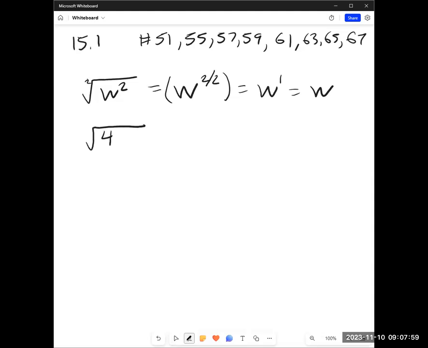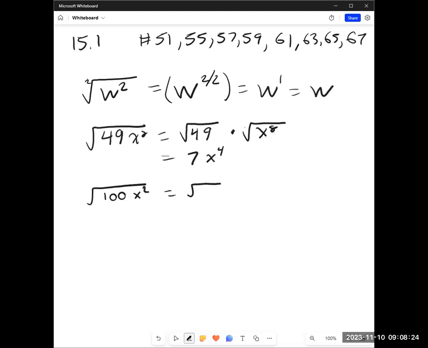The square root of 49x to the 8th is going to be the square root of 49 times the square root of x to the 8th. We know that the square root of 49 is 7. Half of 8 is 4. Square root of 100x squared is going to be the square root of 100 times the square root of x squared, which is going to be 10x.